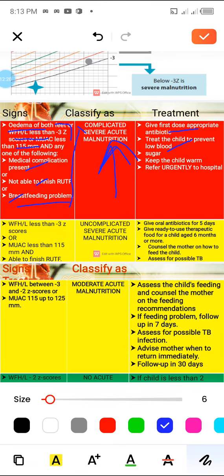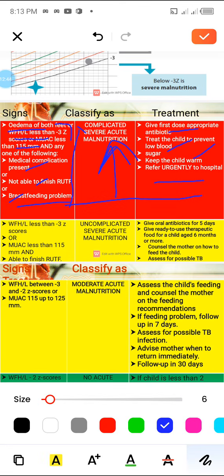Then keep the child warm because you're trying to prevent hypothermia already, because the child is severely malnourished. Then since this is a severe classification, you are going to refer the child urgently to the hospital. So this is what you do here, okay? So this is under severe acute malnutrition.